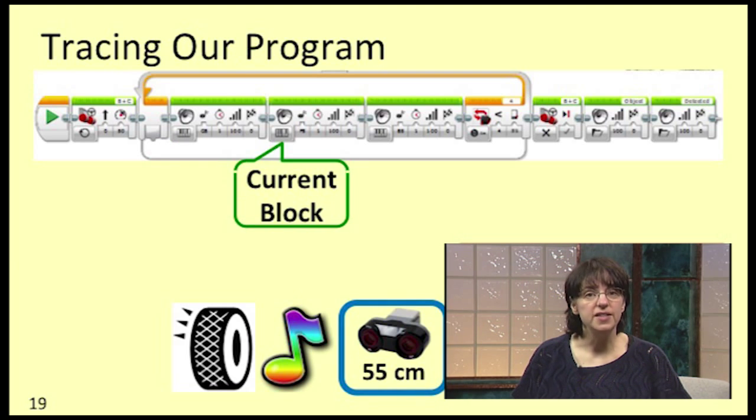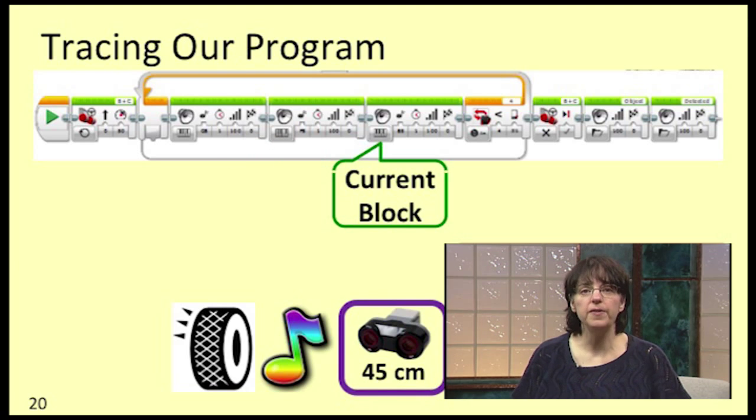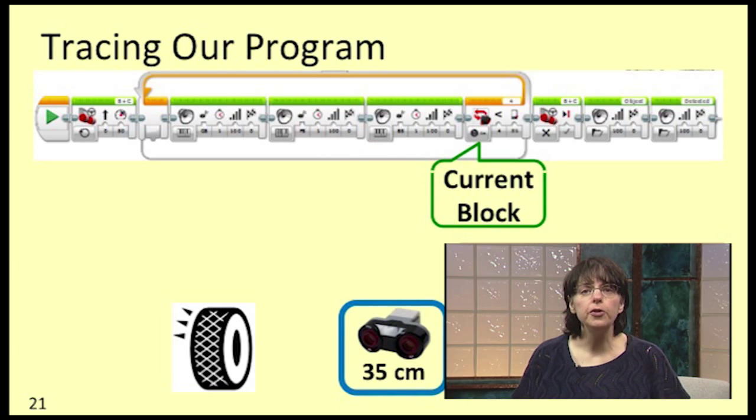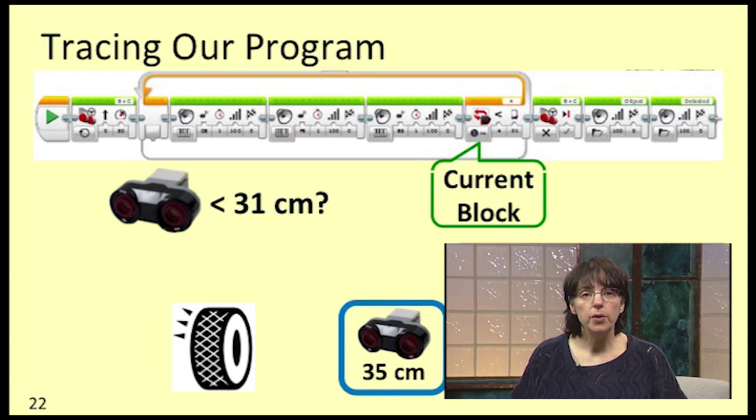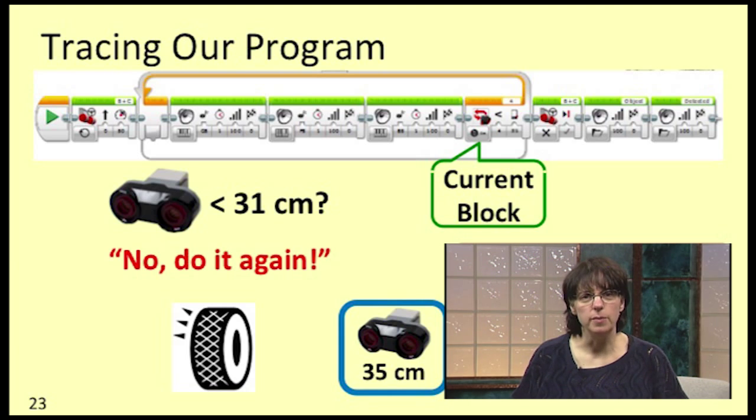So by the time we arrive at the second note, let's say we're 10 centimeters closer to the obstacle. So now it's only 55 centimeters away. We continue to move while we play the next note for 1 second. Let's suppose we're 45 centimeters away from the obstacle by the time we begin playing the third note. We're still moving as we reach the end of the loop. So maybe at this point the obstacle is 35 centimeters away. Now we have to check whether the ultrasonic sensor detects that there's an object less than 31 centimeters away. We're actually 35 centimeters away, so the loop will say, "Do it again."